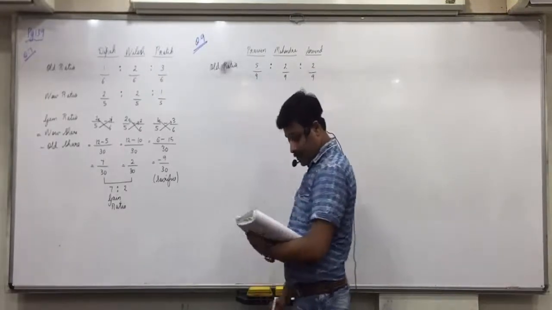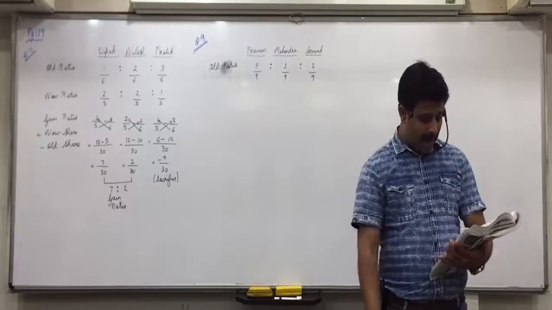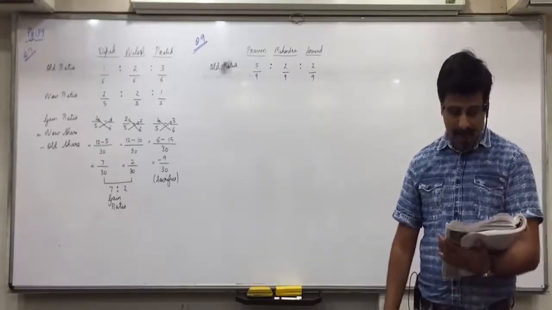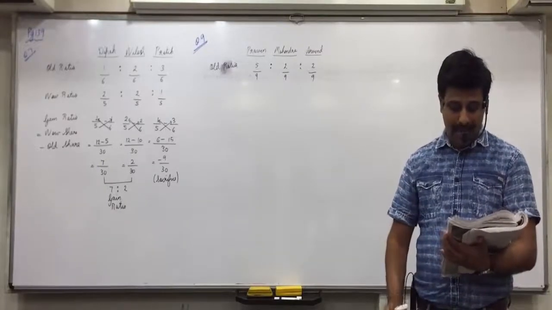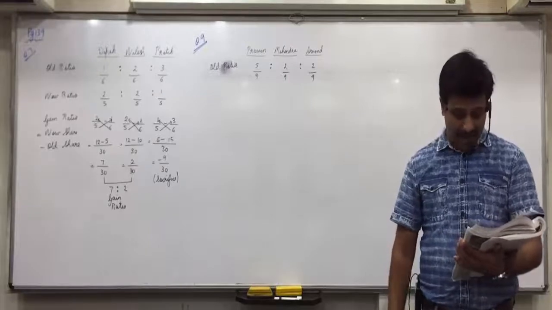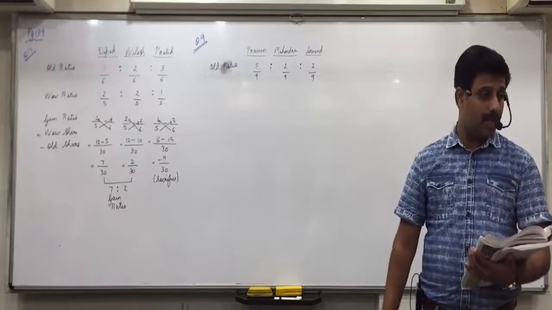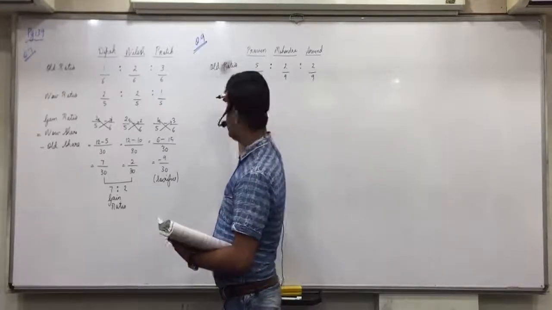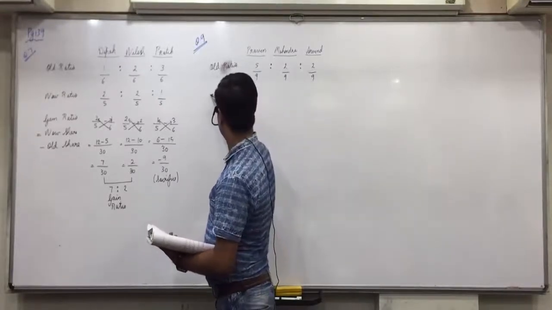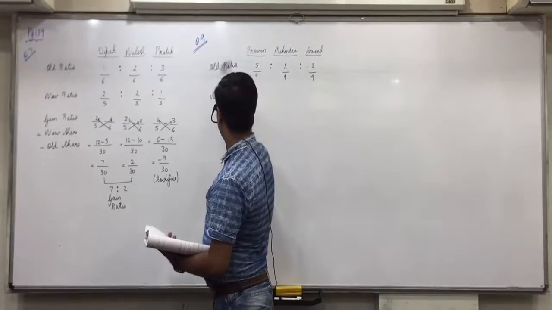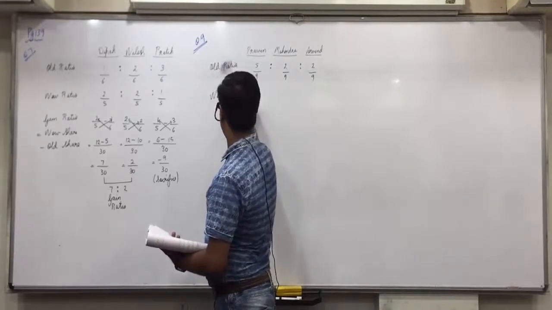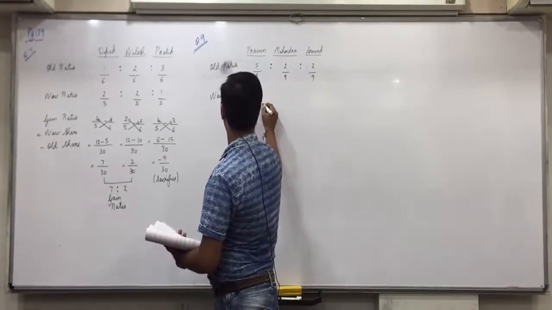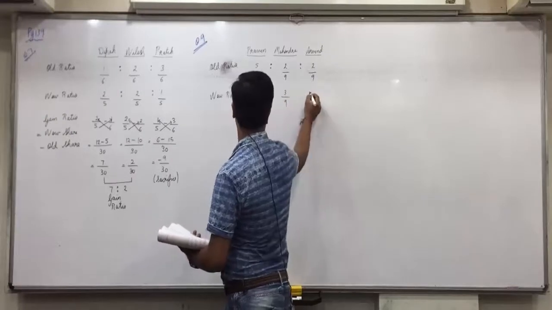So now, further, all the partners have decided to change their profit and loss ratio to 2 by 9, 3 by 9 and 4 by 9 as the new ratio. 2 by 9, 3 by 9 and 4 by 9. Which ratio? New. New ratio 2 by 9, 3 by 9, 4 by 9. Directly given to you.